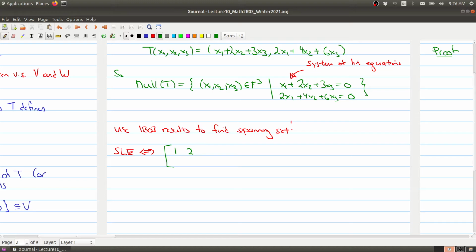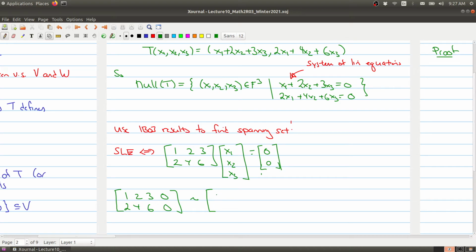It looks like the matrix 1, 2, 3, 2, 4, 6 times the vector x1, x2, x3, and we want this equal to the vector 0, 0. Oh, sorry, there's too many zeros there. Fix that up. And now we can use linear algebra, by looking at the augmented matrix 1, 2, 3, 0, 2, 4, 6, 0, and we can row reduce it. And I picked a nice example, so it's very easy to row reduce. So we get 0, 0, 0, 0.